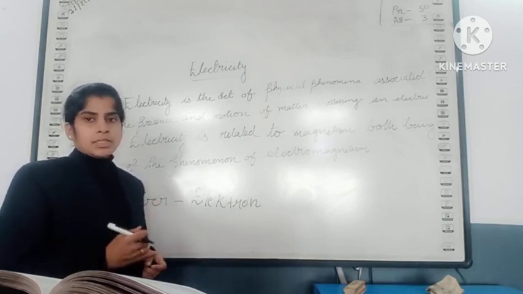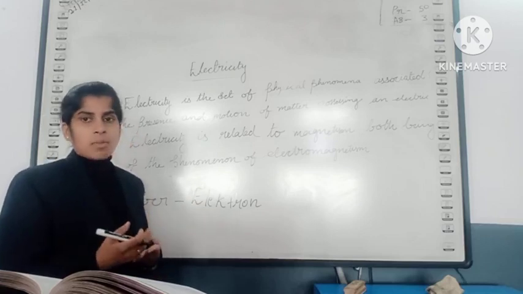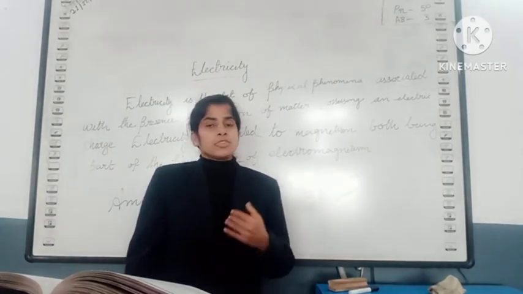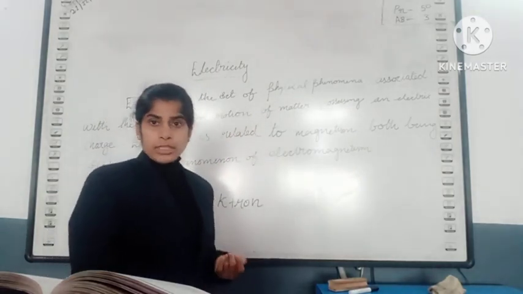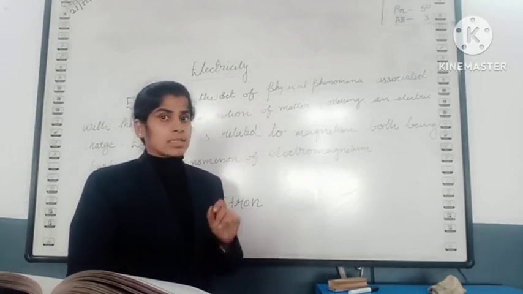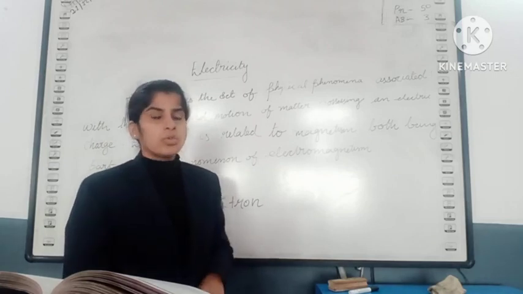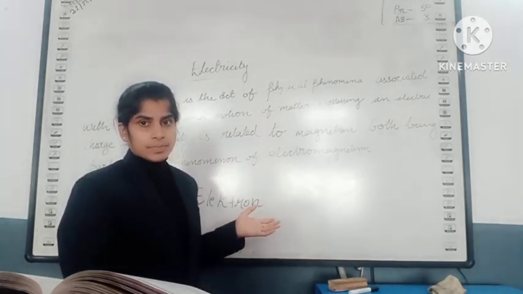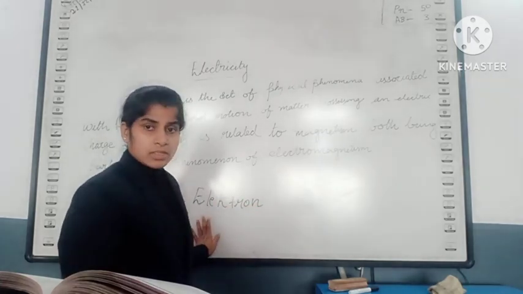After that, Dr. Gilbert also did the same experiment with the help of an ebonite rod. He just reconstructed the experiment of Thales. He used the ebonite rod and cat skin, silk, sealing wax and wool, and tried the same experiment. Is it clear? Okay. I hope all of you understood this about electricity now.